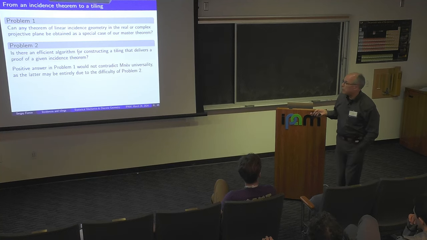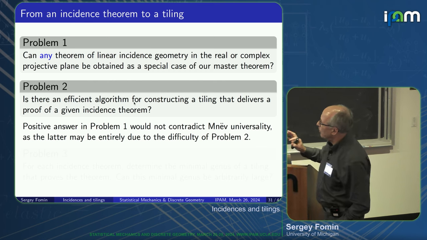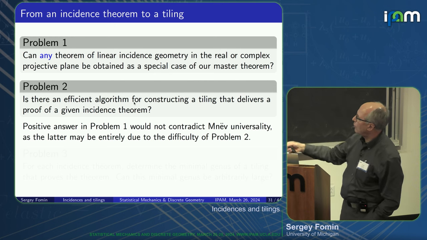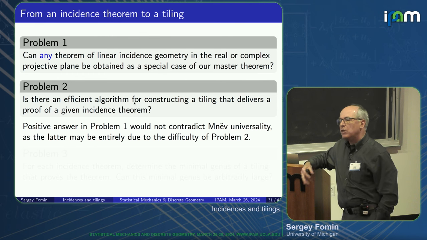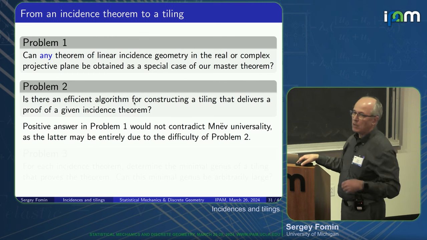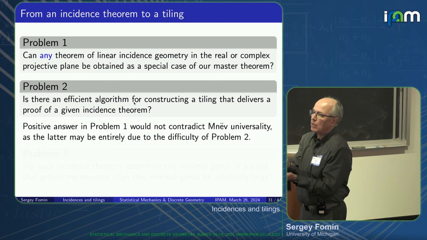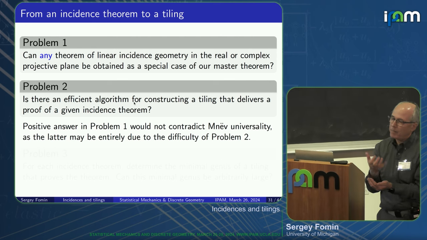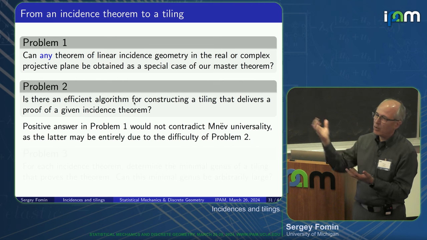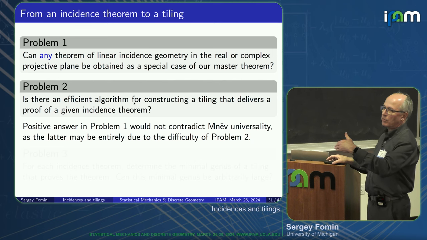Okay, so there is no contradiction with Mnëv universality, because the difficulty of that NP-hard problem may be entirely due to the difficulty of reverse engineering the tiling, and perhaps even finding a resolution of singularities of sorts that is involved in unspecializing a given incidence theorem. Because Mnëv universality applies to arbitrary matroids, which can be very, very degenerate. So here we are dealing with closed statements, I mean, belonging to a closed algebraic variety.